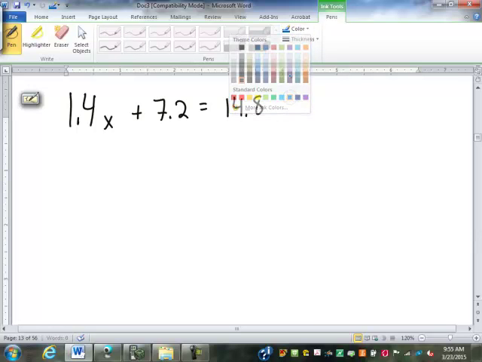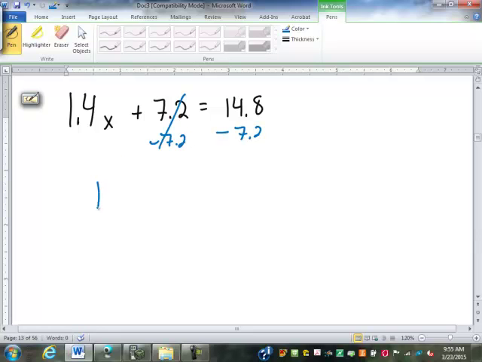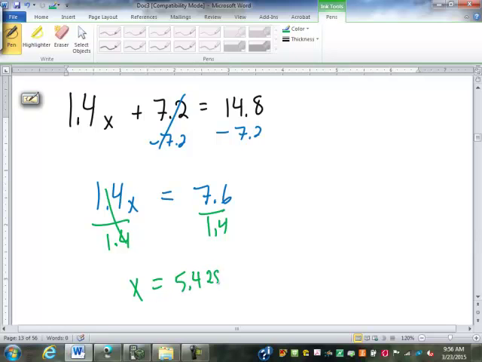So tell me what to do here. Subtract 7.2. So 1.4x equals 7.6. Okay, and then what? Divide by 1.4. Okay, so we get x equals what? 5.4285714 approximately.